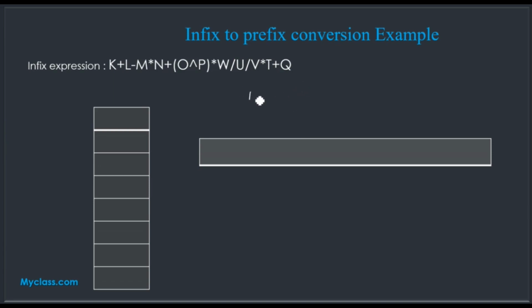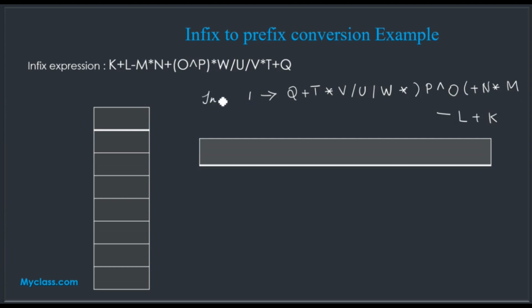Now the first step is to reverse our infix expression: q plus t star v division u division w star closing bracket p raised to o opening bracket plus n star m subtraction l plus k. This is what we are using as the input. We are scanning this expression from left to right.